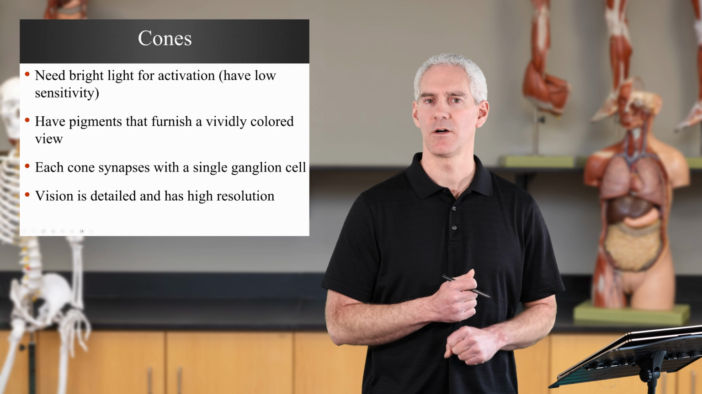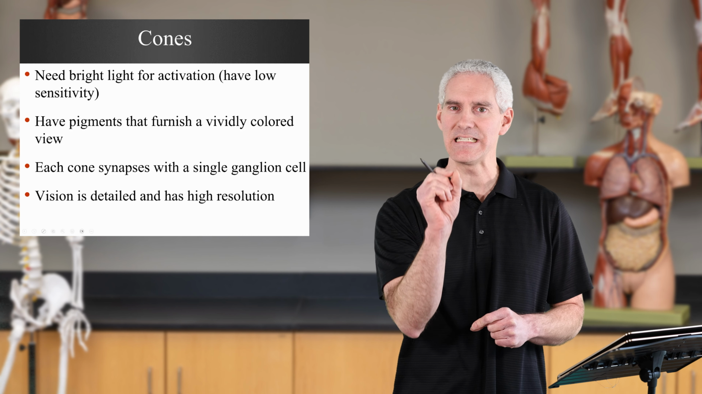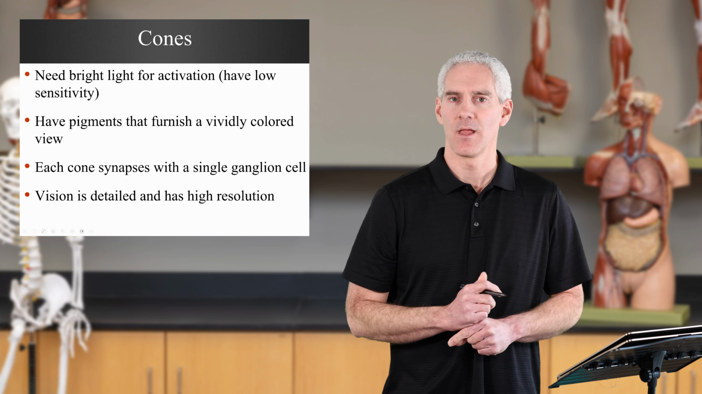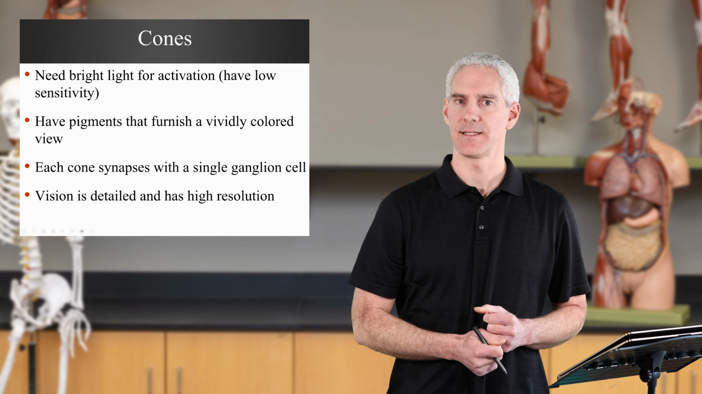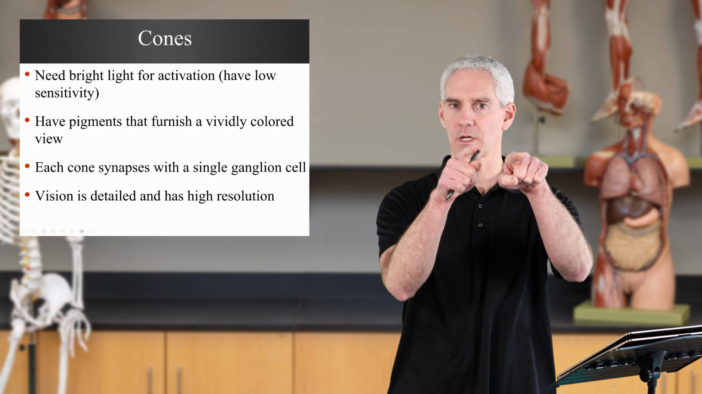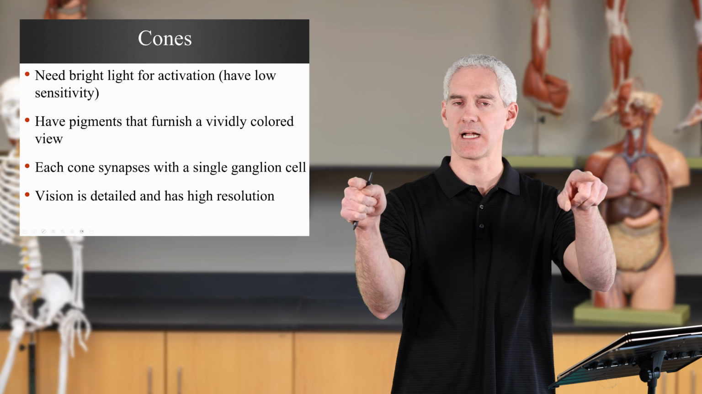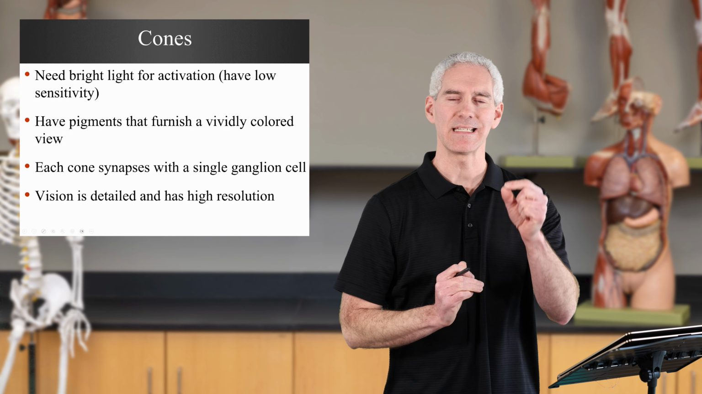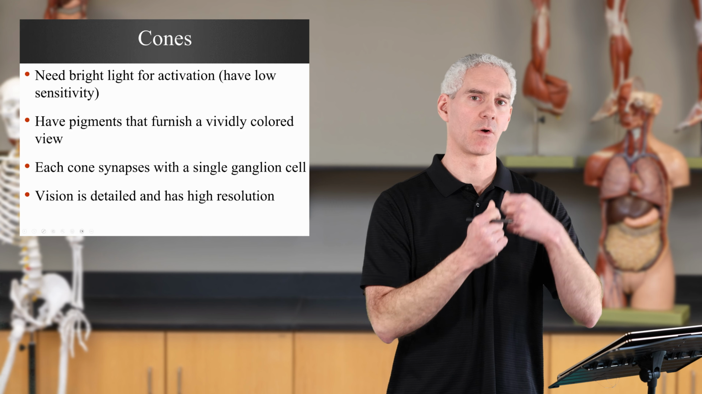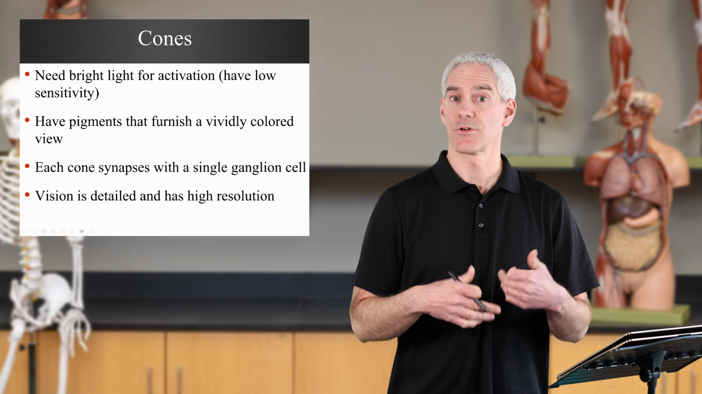Now, each one of these cones will have an individual synapse. That means each cone will have a single signal heading in. So if you have a cone, and a cone, let's say you have 3 cones out here, each one has its own ganglion cell, which means each one will have its own input going to the brain. That allows for sharper vision.